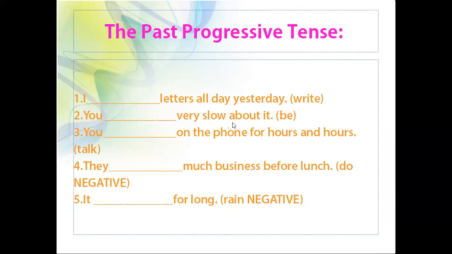What is the past continuous tense? Just you have to add ing. Then, you dash on the phone for hours and hours. The verb is talk. Next one, they dash much business before lunch. So you should write do in negative form. Fifth one, it dash for long. So you should write rain in negative sentence.